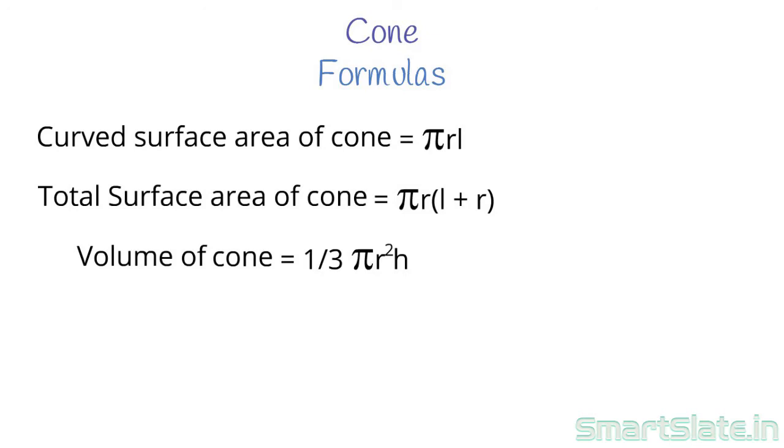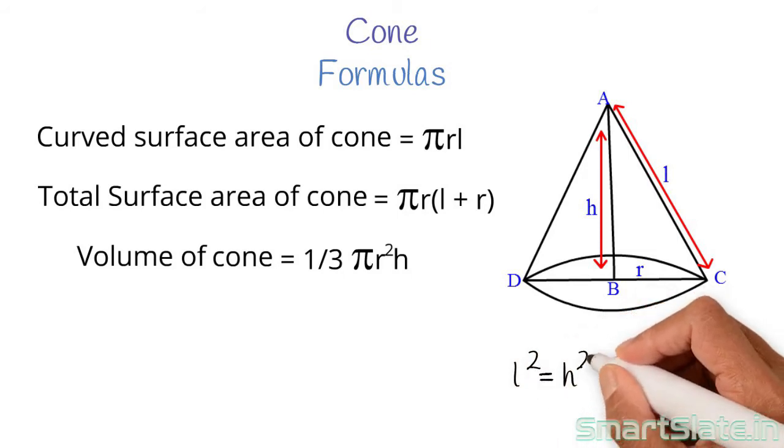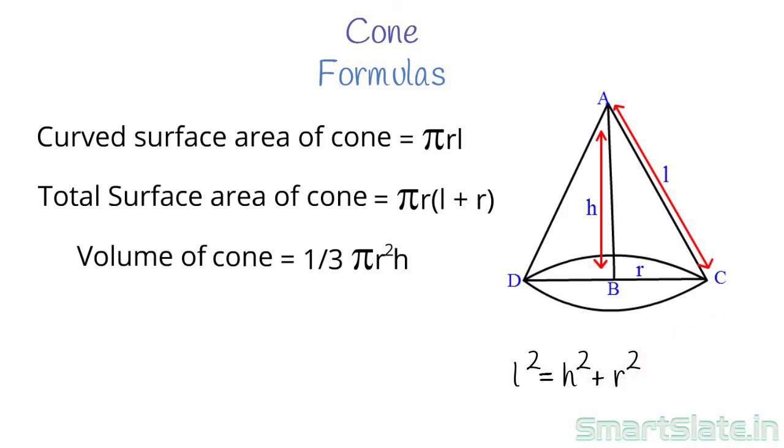Total surface area of a cone includes the area of the circular base of the cone. You should know what L and H are in these formulas. Observe this figure. The slant height is L, and H is the distance between the cone vertex and the circular base. These slant height L and height H are related. The line AB is perpendicular, and hence L square is equal to H square plus R square. Given the radius of the base of the cone and the height, we can find the slant height of the cone.